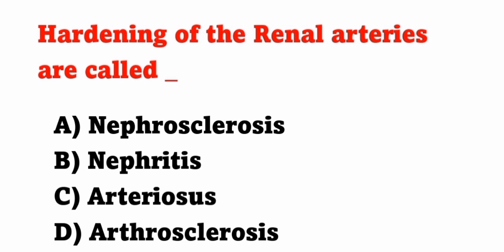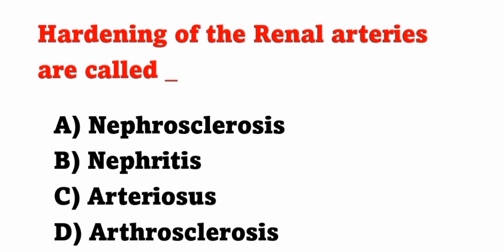Let's see the questions. First question, hardening of the renal arteries are called. Options: option A, nephrosclerosis, option B, nephritis, option C, arteriosis, option D, atherosclerosis. Here the question is hardening of the renal arteries are called. Hardening or thickening of the arteries are called atherosclerosis.